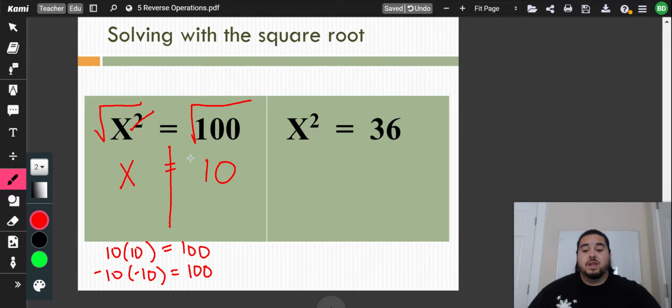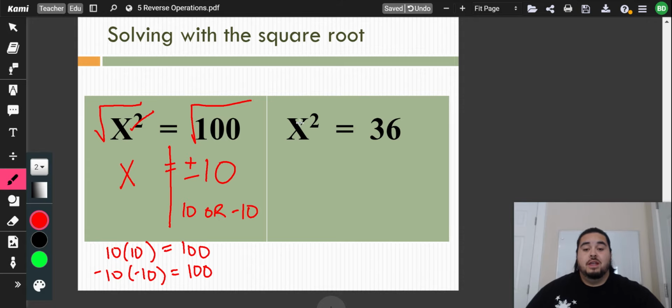So there's a couple ways we can write the answer. You can write this symbol right here, which means plus or minus 10, or you can actually just write it out, 10 or negative 10. Okay. Now, because we don't know which one x is, we have to include both.